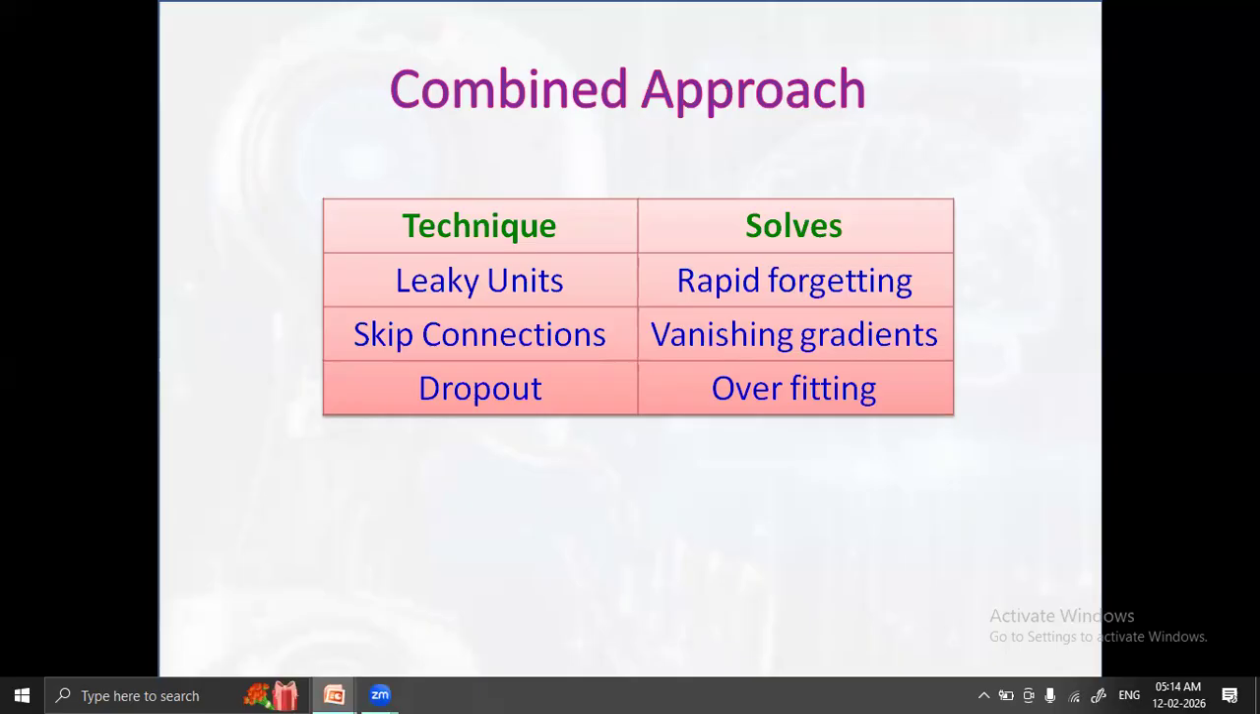Next, this is the combined approach. You know the types of RNN and all. In modern sequence models, we often combine multiple techniques to overcome RNN limitations. Leaky units help to retain long-term memory, skip connections ensure smooth gradient flow, and dropout provides regularization. That means it avoids overfitting. Together, these methods create a balanced system that learns effectively from long sequences while avoiding instability and overfitting. This is the main advantage.